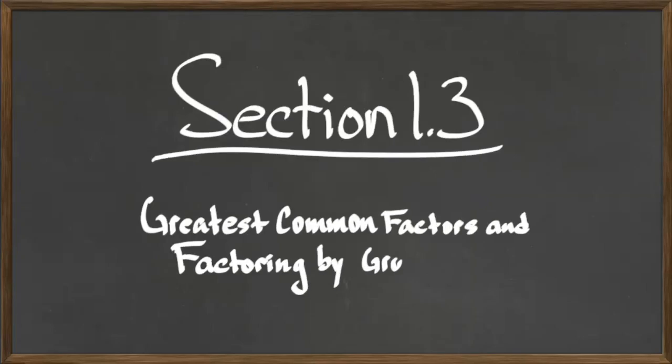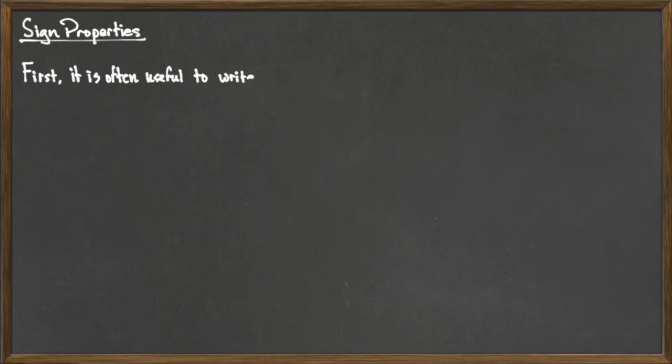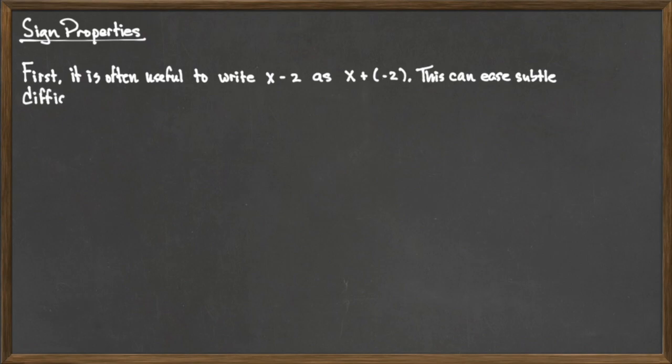In this section, we're going to get started with polynomial factoring by the method of factoring out the greatest common factor, or the GCF method. So first we want to talk about a few sign properties. It's often useful to write something like x minus 2 as x plus minus 2. Mathematically, these are the same thing, but some settings warrant the change.